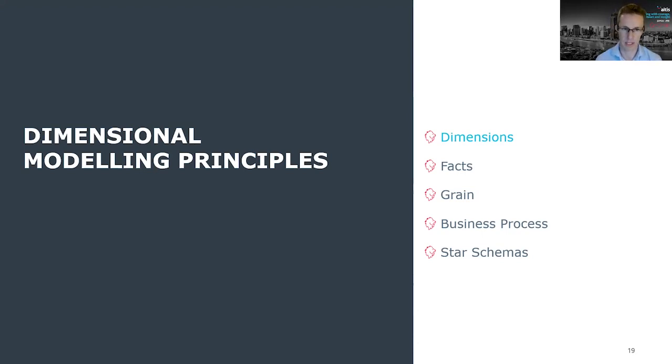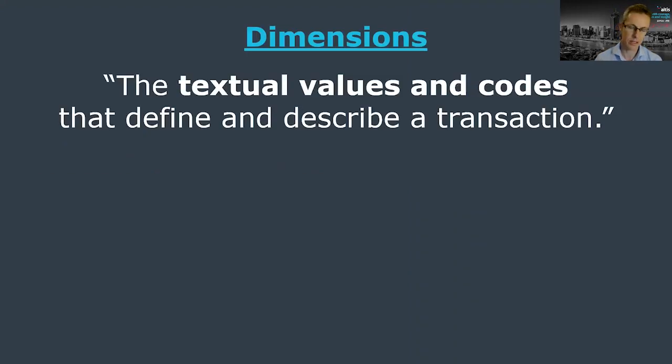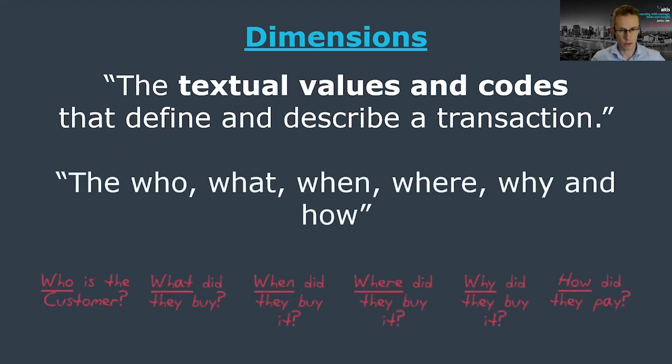So let's dive into what some of the key principles are around dimensional modeling. The first concept I'd like to broach is this concept of dimensions. So what are they? We can define it as the textual values and codes that define and describe a transaction. They're the things that help us answer the who, the what, the when, the where, the why, and the how. So if we were analyzing a retail sales business process, for instance, our dimensions would enable us to answer these questions of who is the customer, what did they buy, when did they buy it, where do they buy it, why do they buy it, and how did they pay.